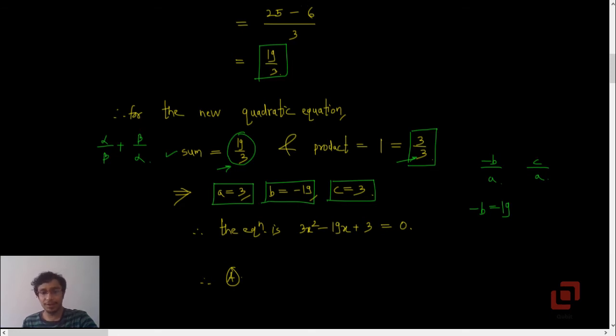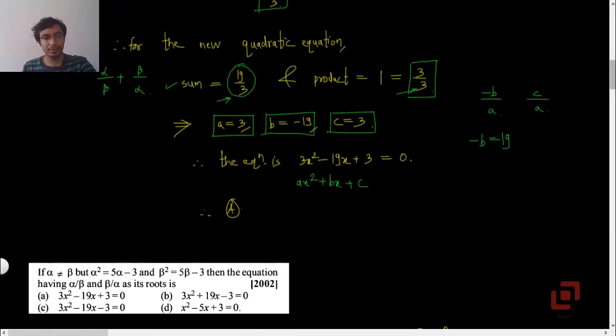So substitute these values in the standard form of the quadratic equation. You will get 3x squared minus 19x plus 3 equal to 0, and that is option A. 3x squared minus 19x plus 3 equal to 0, so that is option A.